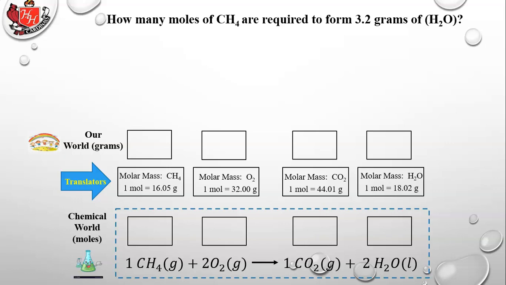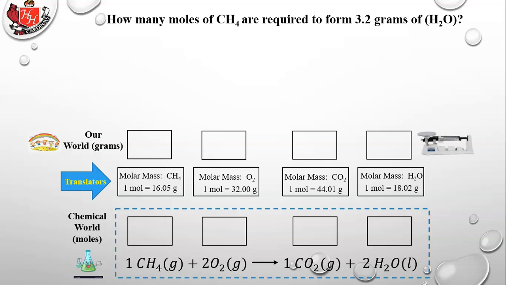But again, we don't think in terms of the world of moles. So once we get the number of moles that we need to put in or that we want to get out, then we use the molar mass translator to get back out to the number of grams of that substance that we have. So these are going to be two-step problems, and you'll see what I mean as we do this particular problem. So how many moles of CH4 are required to form 3.2 grams of H2O?